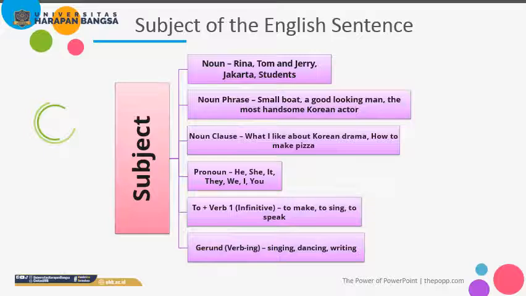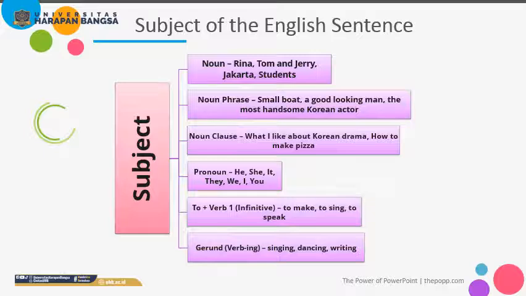Next, a good looking man. What kind of man? Laki-laki yang seperti apa? So we have another word that describes the noun. Ada kata lain yang berfungsi untuk menjelaskan laki-laki tersebut. Laki-laki yang seperti apa? Laki-laki yang tampan. A good looking man.